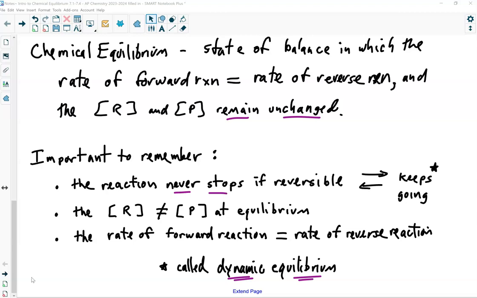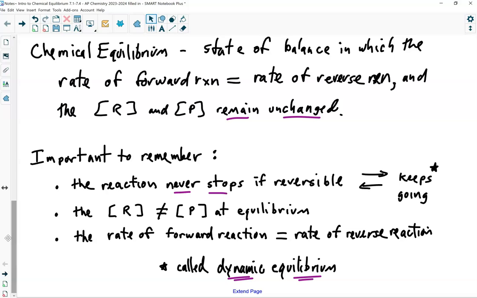And here are some important things to remember about chemical equilibrium. First, reversible reactions never stop. They're not like completion reactions. Unless you do something like harvest the product or take the reactant out, it's just going to continue to go, right? Reactant is going to become product, and then some product is going to become reactant, and those concentrations will remain unchanged. All right, it just keeps going.